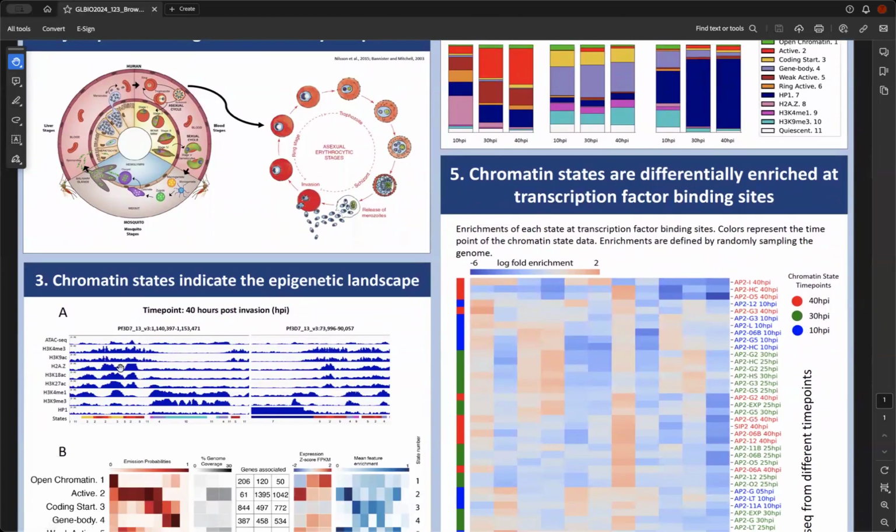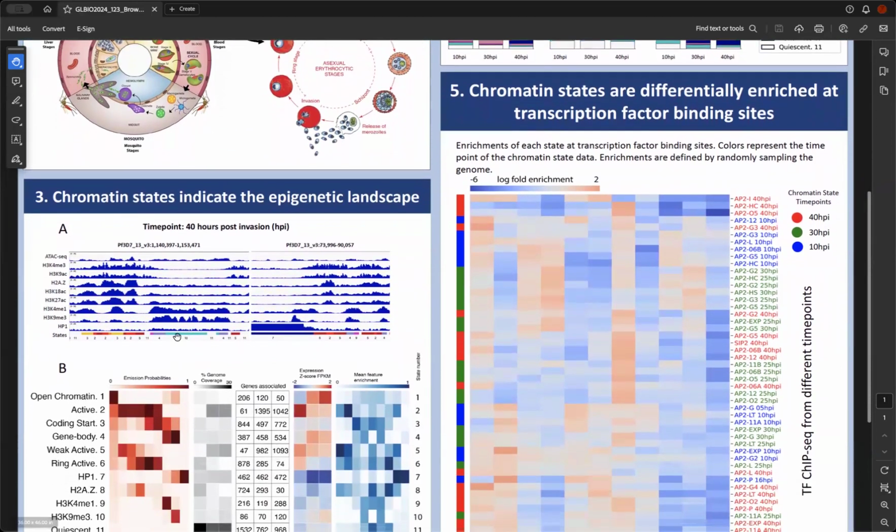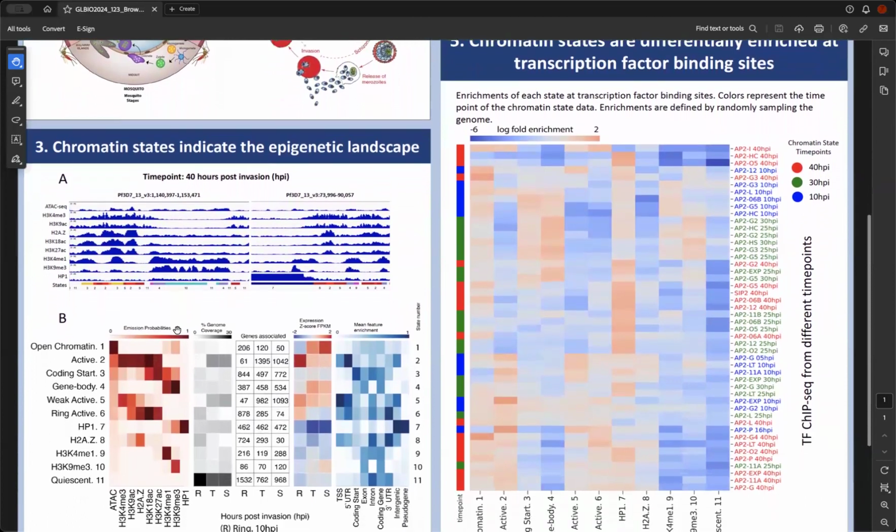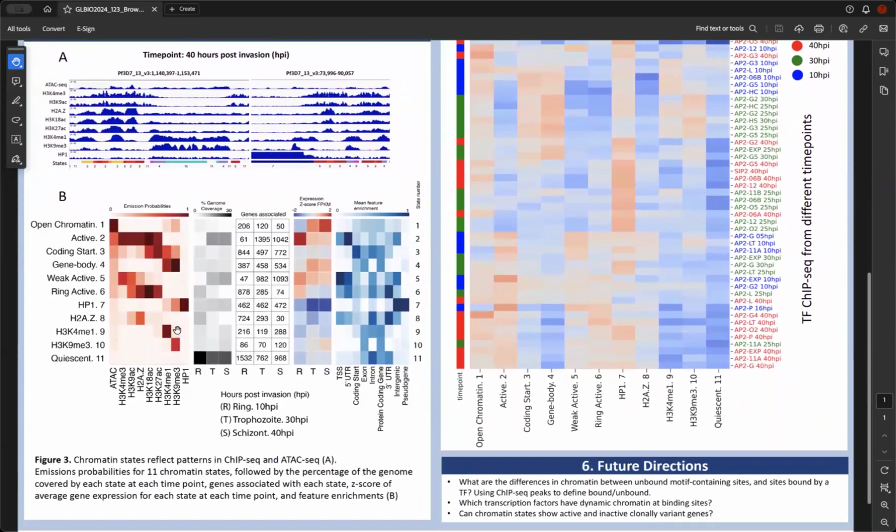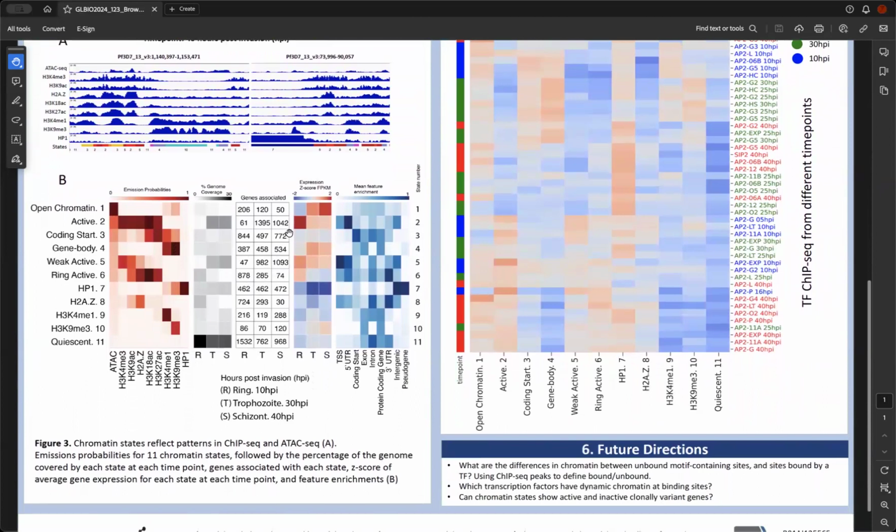This is an example, and then this panel 3 is an example of some of the marks, ATAC-seq, and histone variants that went into calling the chromatin states. So this is just showing the tracks for the 40-hour post-invasion, but I did use 10 hours, 30 hours, and 40 hours together to create these state definitions. And it gives us a useful categorical variable for thinking about this.